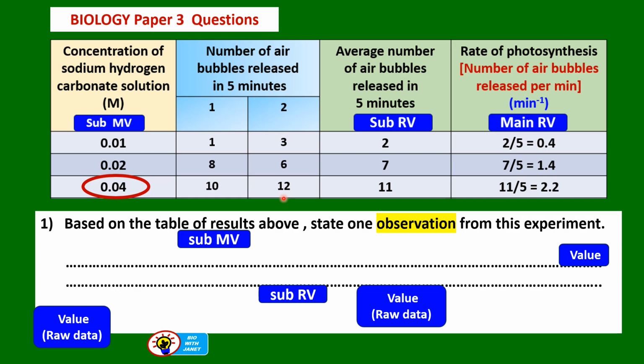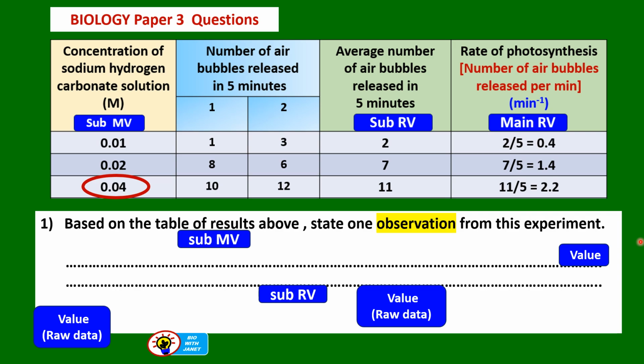Okay, the raw data, not the average number, because for the average number of bubbles, you have already added both values, got the total, and divided by 2. So this is no longer the observation. This one here is the observation, okay? So please don't make that mistake, as some teachers may ask you to write the average number. It's not correct. It should be the raw data, the number of air bubbles released in 5 minutes.